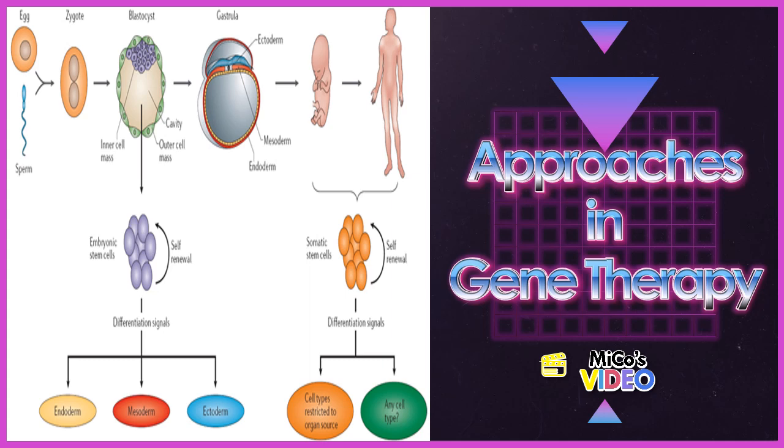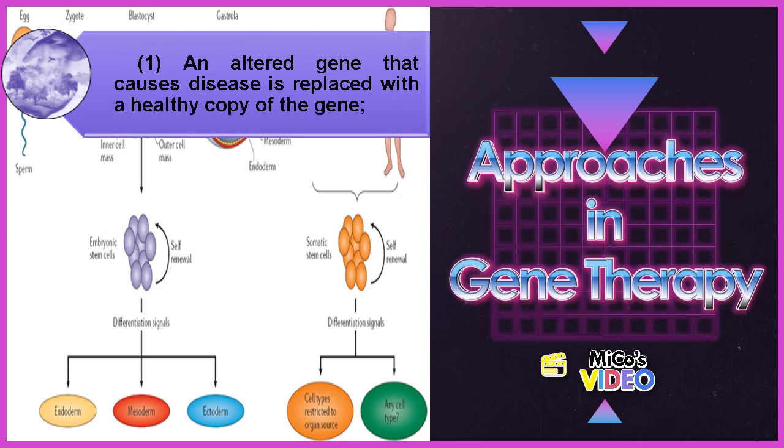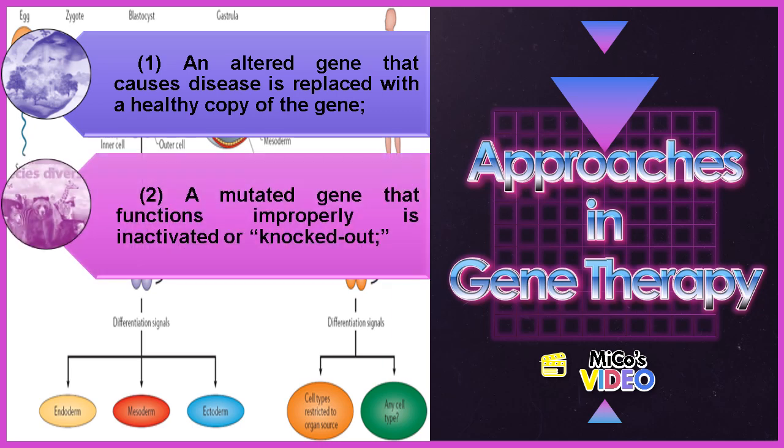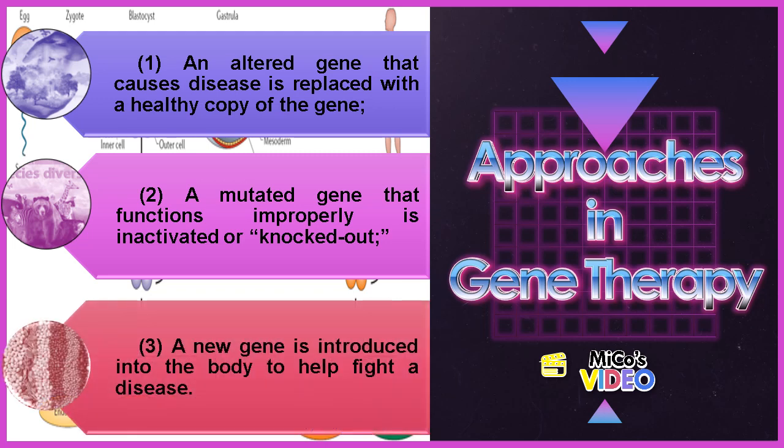Now, let's proceed to the approaches in gene therapy. The following are some of the approaches in gene therapy. First, an altered gene that causes disease is replaced with a healthy copy of the gene. Second, a mutated gene that functions improperly is inactivated or knocked out. Third, a new gene is introduced into the body to help fight a disease.